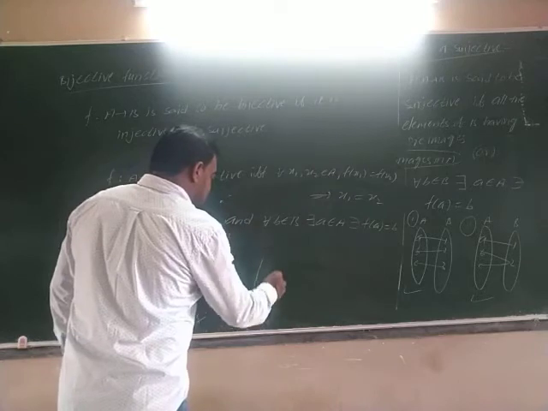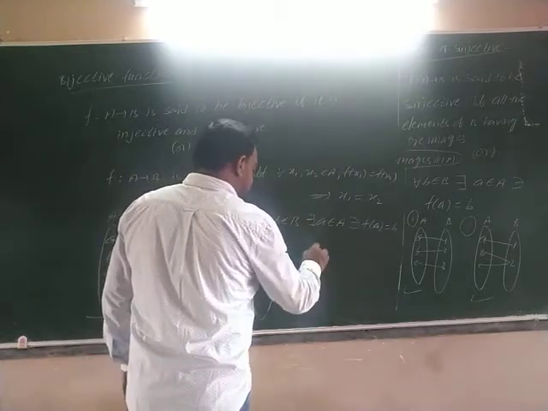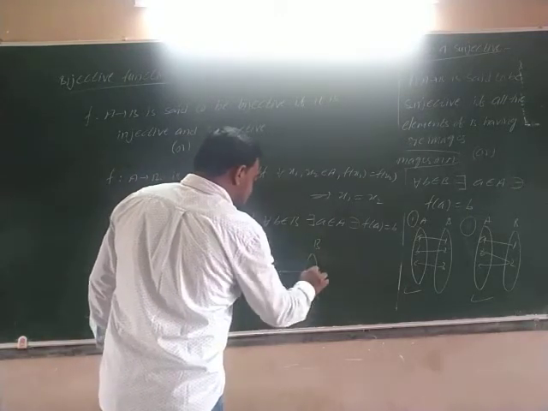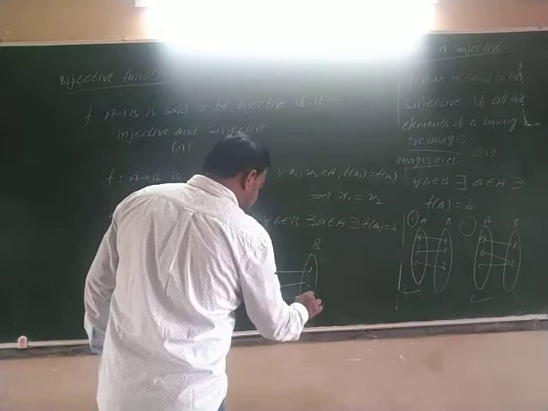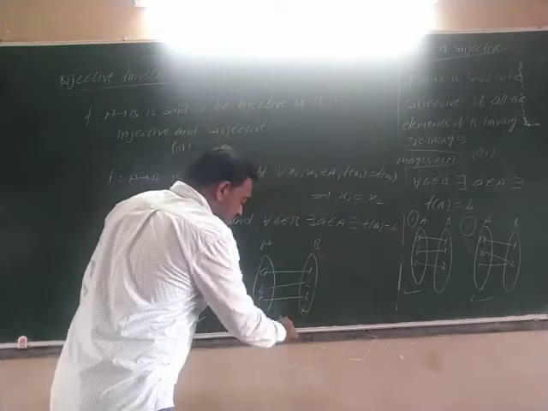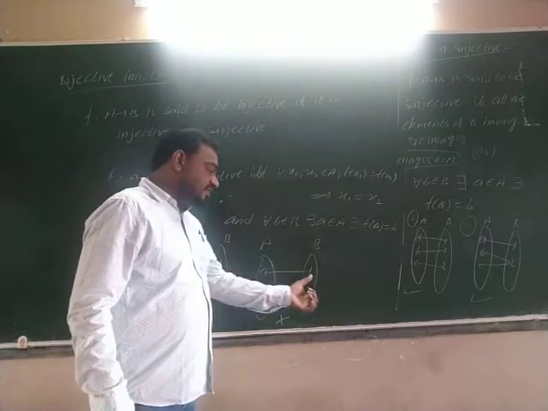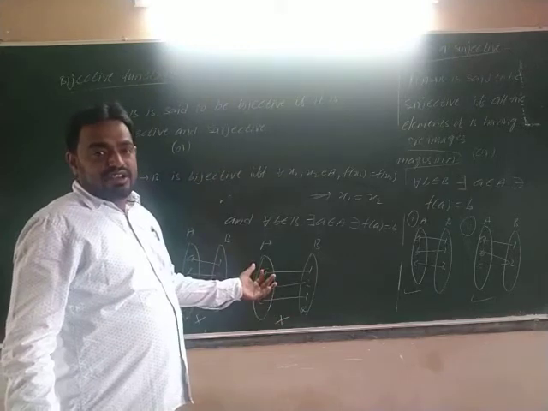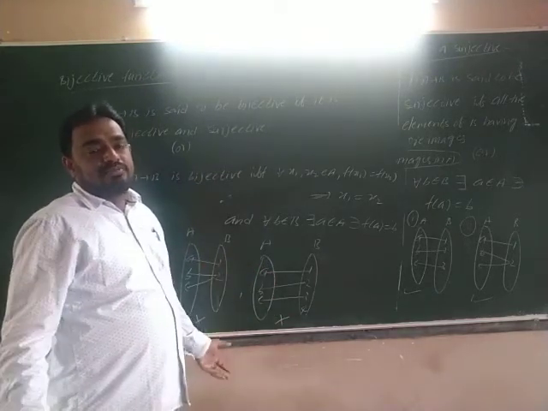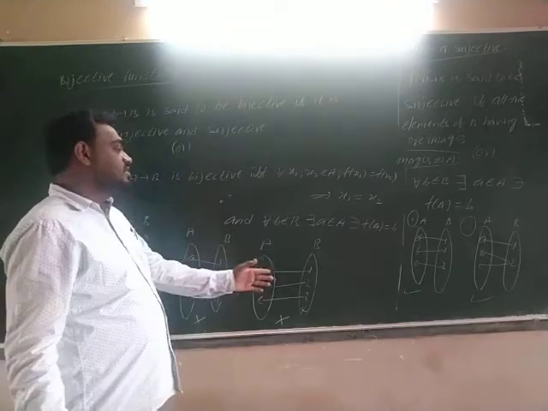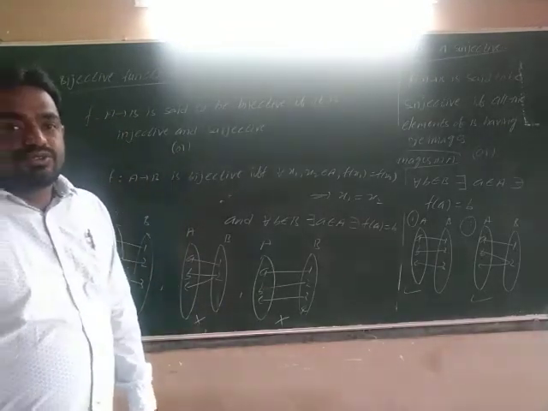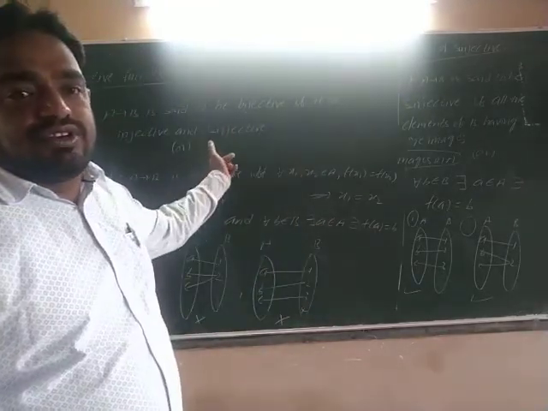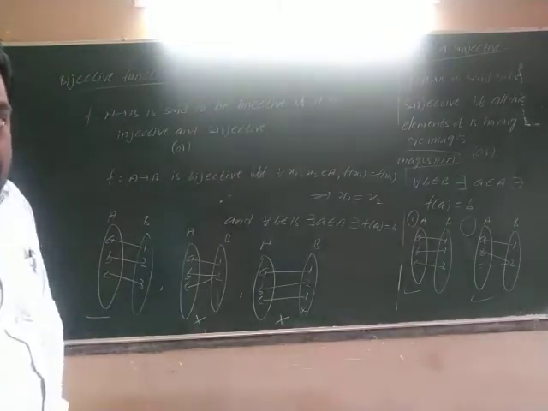Next, one more example we see. Set A: a, b, c, and set B: 1, 2, 3, 4. a related to 1, b related to 2, c related to 3. So it is also not a bijective function because it is a one-one function, but it is not an onto function. What is the reason? 4 does not have a pre-image, so it is not an onto function. So it is not a bijective function. So these are the examples. So we have injective, onto or surjective, and bijective. These three definitions you have to remember.